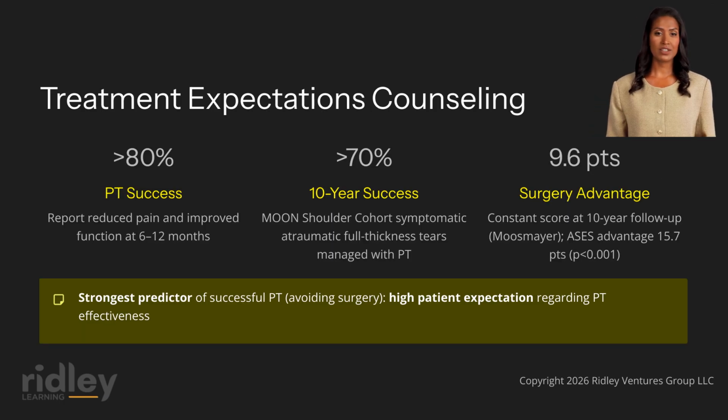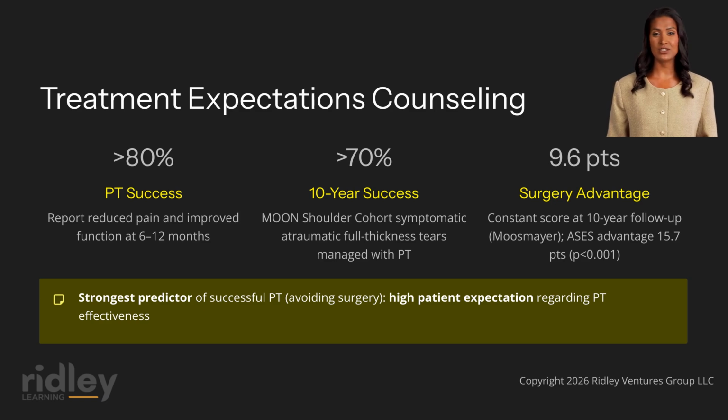When counseling patients about treatment options, including injection therapies, allied health professionals must set realistic expectations grounded in the current evidence base. More than 80% of patients who receive supervised physical therapy report reduced pain and improved function at 6 months to 1 year. The strongest predictor of successful physical therapy, defined as avoidance of surgery, is high patient expectation regarding its effectiveness. That really drives home how critical it is to foster positive expectations during counseling.